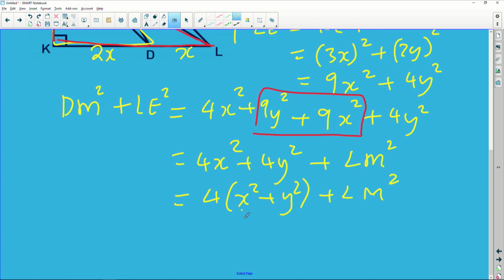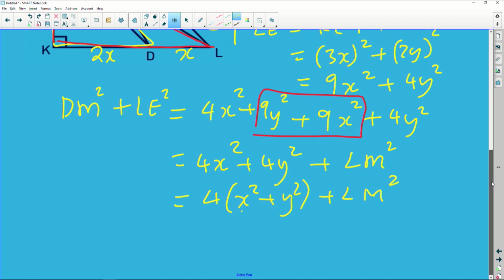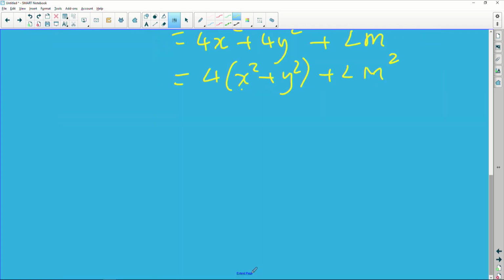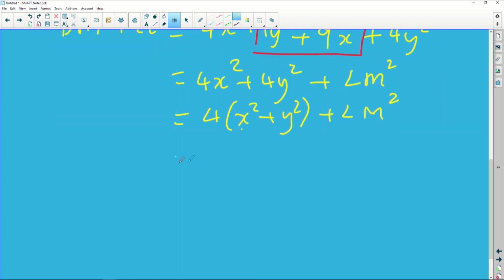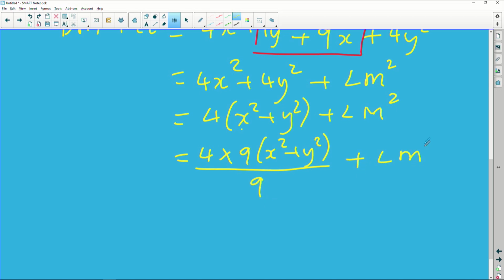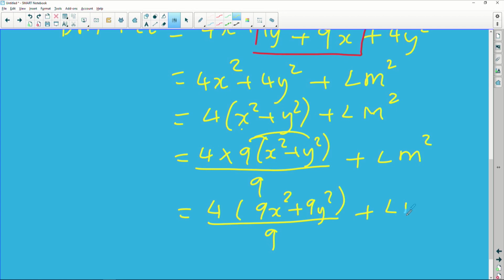Now I can see here, I'm going to be a little bit sneakier. I can see that this x squared plus y squared is almost the same as the length of LM. It's just that it's missing a 9, which I'm going to introduce. So if I introduce it by multiplication, I'll basically have 4 times 9 into (x squared plus y squared) divided by 9. I need to neutralize that since I did introduce it. And if you simplify this by multiplying in the 9, you get 4 into (9x squared plus 9y squared), everything divided by 9, plus LM squared.